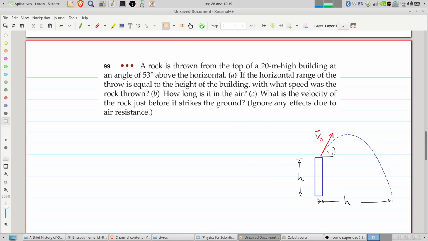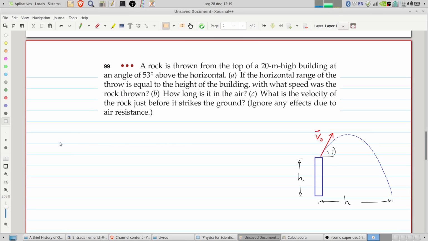So I already drew the situation. The rock is thrown from the height of the building, and the height of the building, here I use the letter h to represent this height, is equal to the distance the rock reaches. And so let's solve the problem. It's not so difficult. Let's write the equations and then we solve the problem.